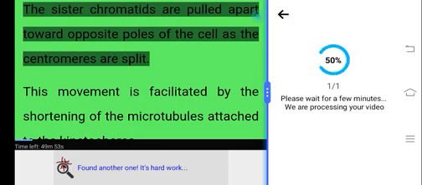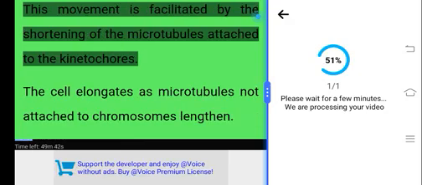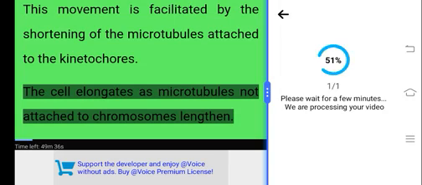Anaphase. The sister chromatids are pulled apart toward opposite poles of the cell as the centromeres are split. This movement is facilitated by the shortening of the microtubules attached to the kinetochores. The cell elongates as microtubules not attached to chromosomes lengthen.